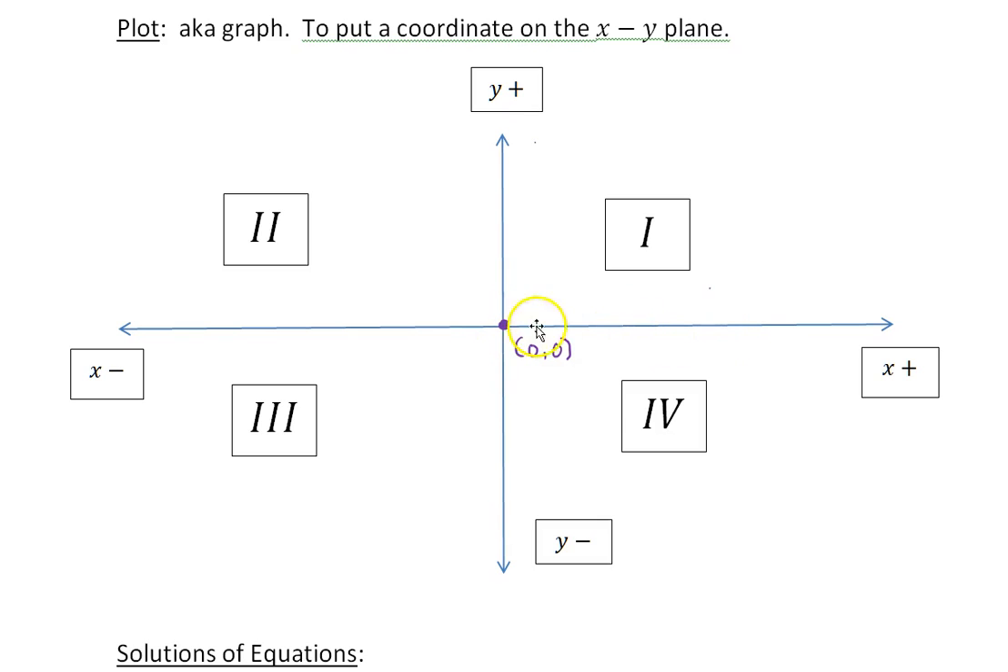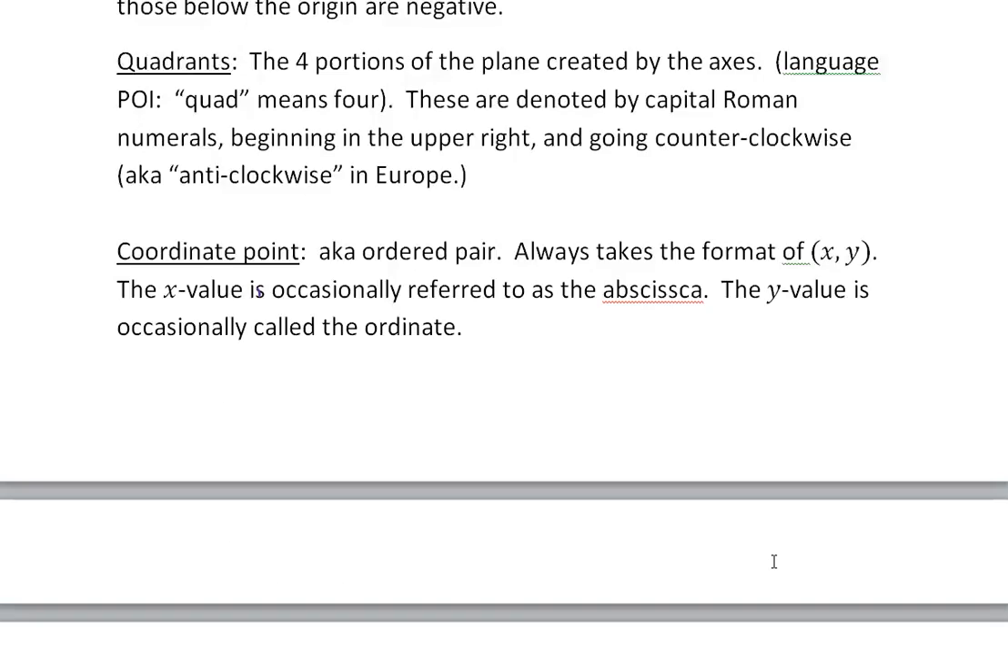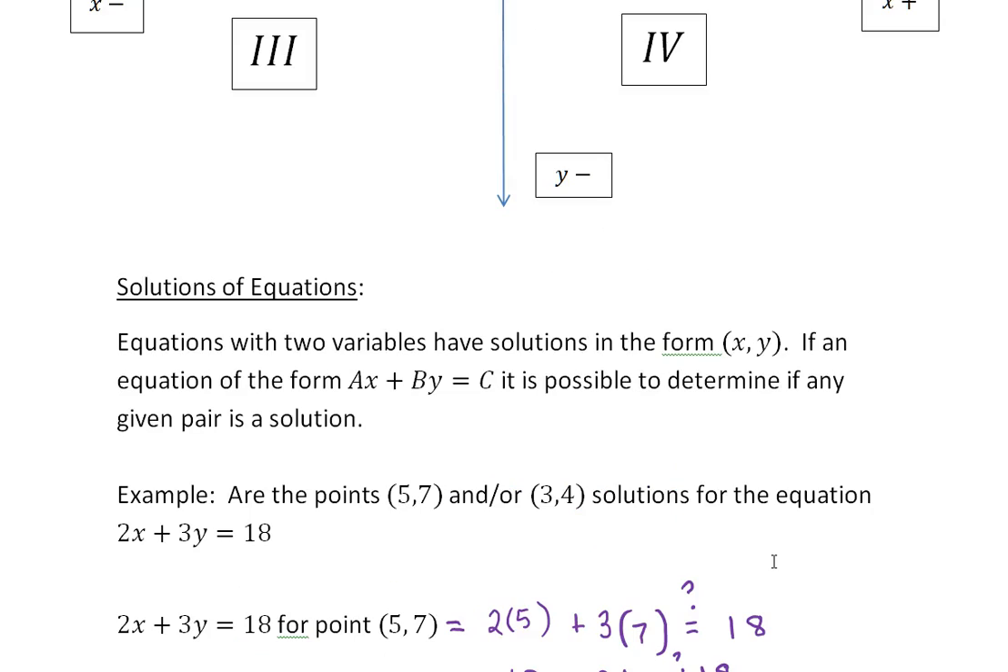Everything to the right of that is going to be an x that's positive. Everything to the left of that, I have my x as a negative. Everything above the origin is going to be a positive y, and everything below the origin is going to be a negative y. All right, so that's, like I said, pretty much the summation visually of what we just covered. All right, so there we go.